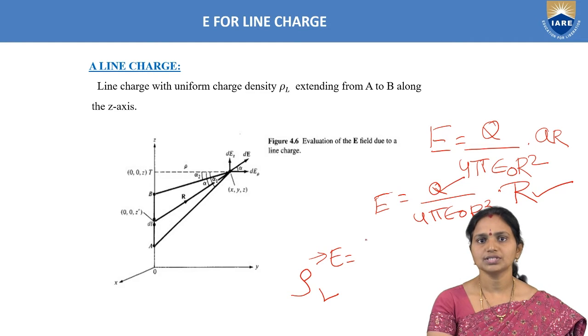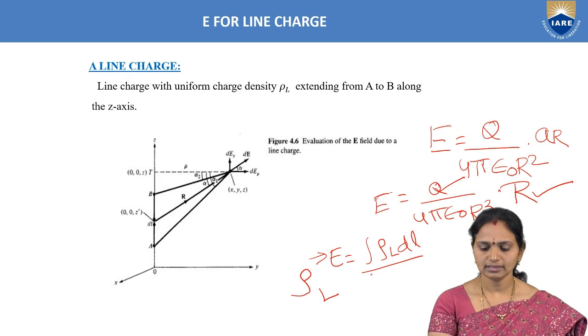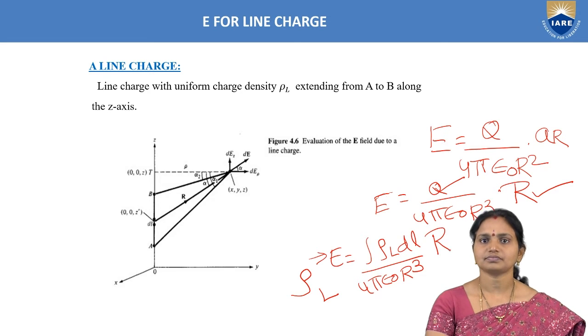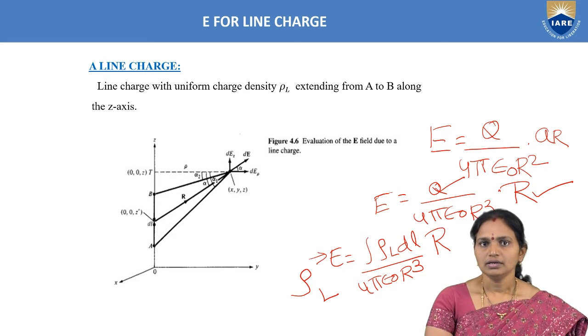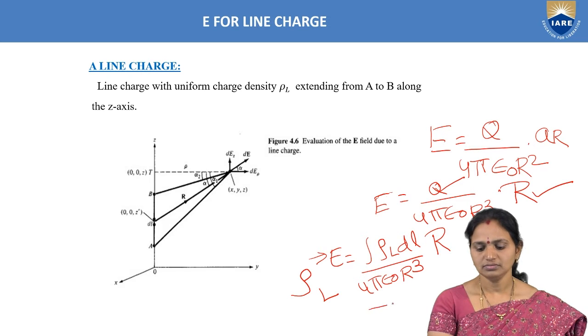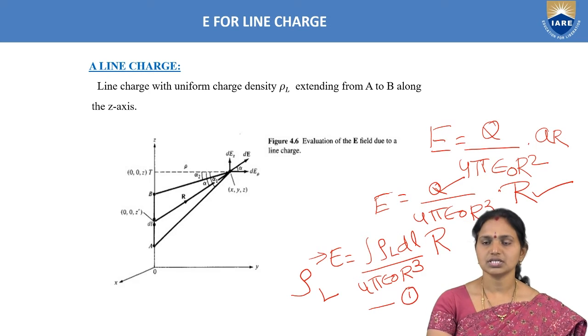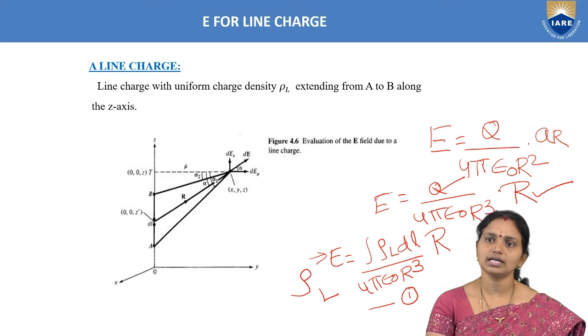As we know the relation between rho L and Q, Q can be replaced with integral rho L dl. Here I am replacing Q with integral rho L dl, and the other terms are 4 pi epsilon naught R cube into R. Now we must simplify this equation. You can consider this equation as 1: E equal to integral rho L dl by 4 pi epsilon naught R cube into R.